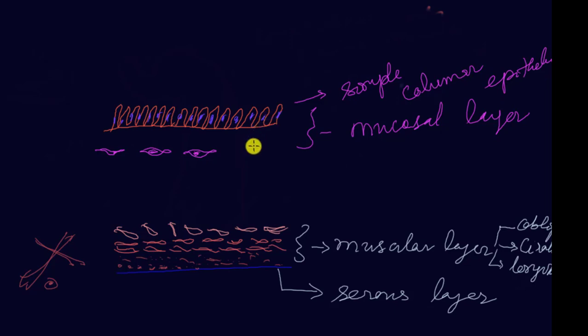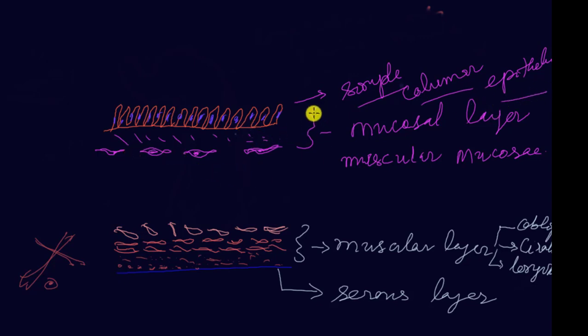After this simple columnar epithelium there is an irregular muscle coat, made up of smooth muscles. This smooth muscle coat is the muscularis mucosae. Then we find the basement membrane over here, and after that you'll find this simple columnar epithelium.